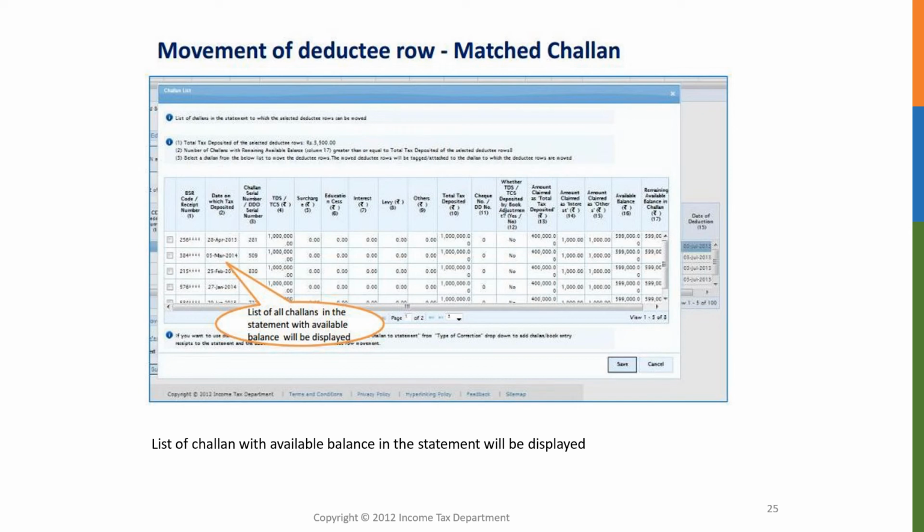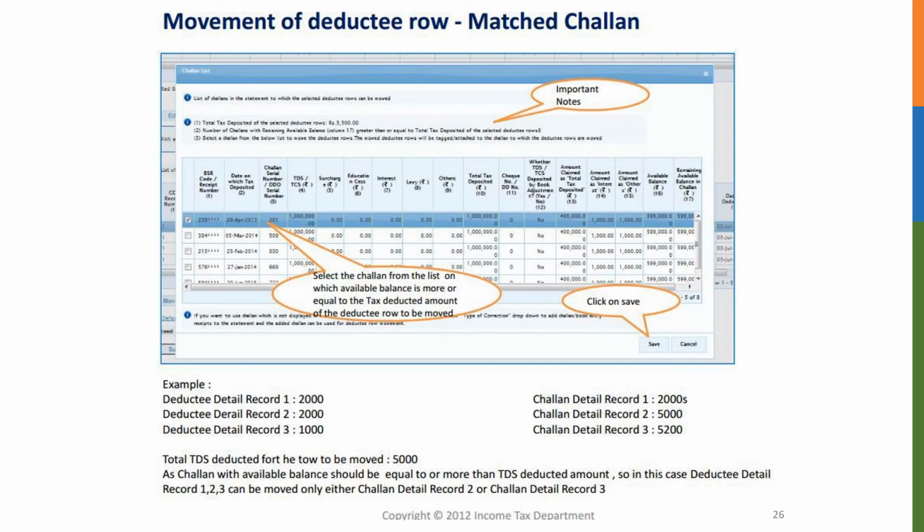So that means they are either unclaimed or partially claimed. Now you have to select the challans in such a way that the available balance in the challan should be more than or equal to the tax deducted amount of the deductee row moving out. Now after selecting the challan, click on the Save button to proceed.